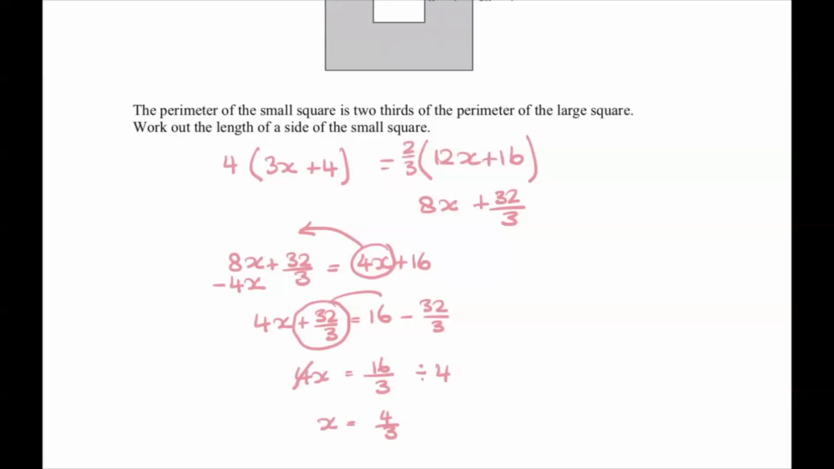We're being asked to work out the length of a side of the small square. Now remember, the small square is x plus 4. So we've got 4 over 3 plus 4, which gives us an answer of 16 over 3, or 5 1/3. Either answer, a third might help if I write it properly, either way is fine. And you can also obviously write it as its decimal as well.